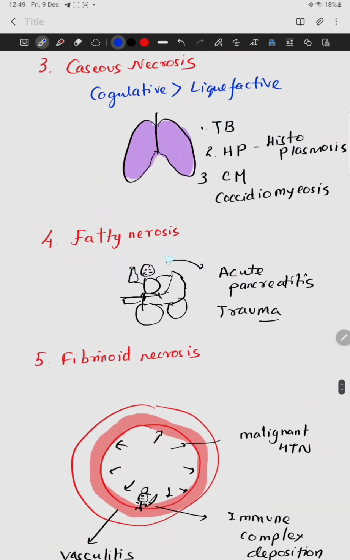And coming to fatty necrosis, in this funny diagram, the fat guy is drinking a lot of alcohol and injuring his pancreas, right? And obviously since he is drinking, he'll fall down. So from that, remember two examples of fatty necrosis, that is acute pancreatitis and trauma.